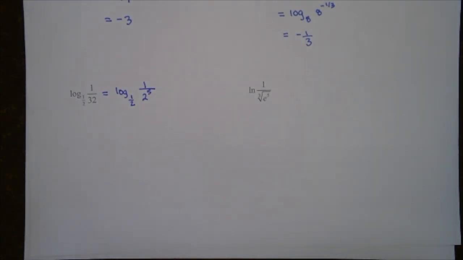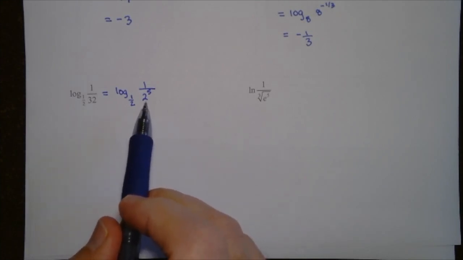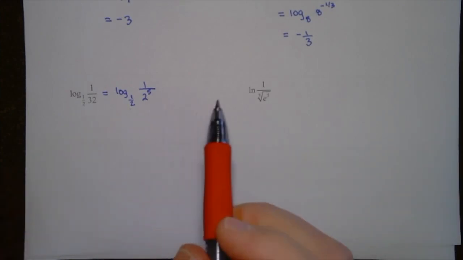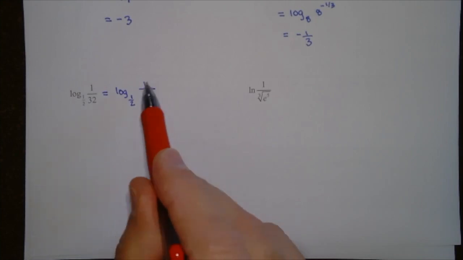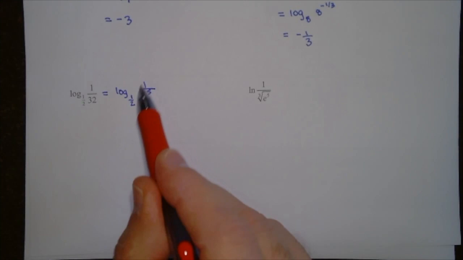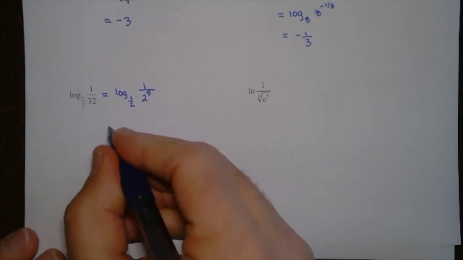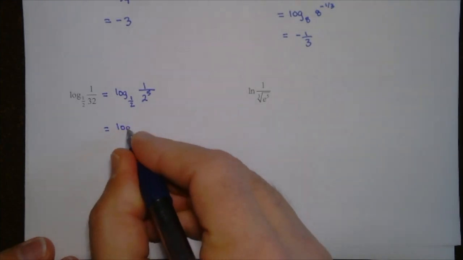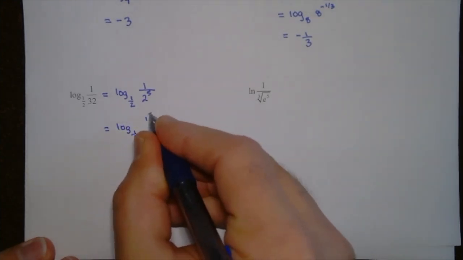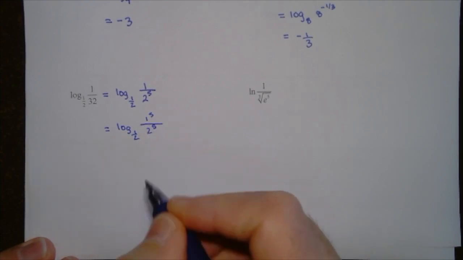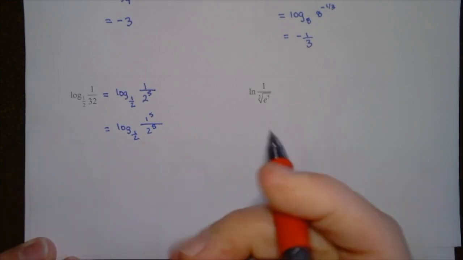Because 2 times 2 is 4, times 2 is 8, times 2 is 16, times 2 is 32. So this is still 1 over 32, just written in a different way. Now, we don't want to bring it up like a negative exponent, because we actually want this to be 1/2. We don't want it to be 2 to a power. So we don't want to rewrite this as 2 to the negative 5th. That'd be a common mistake here. Well, what is 1 to the 5th? We can rewrite this as log base 1/2 of 1 to the 5th power over 2 to the 5th, because 1 to the 5th is still 1.